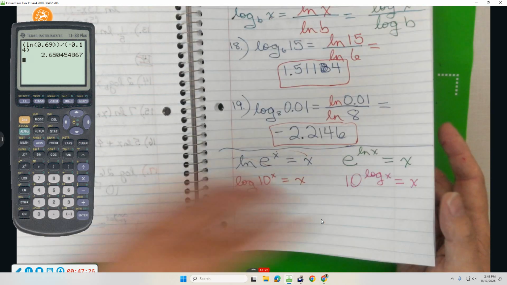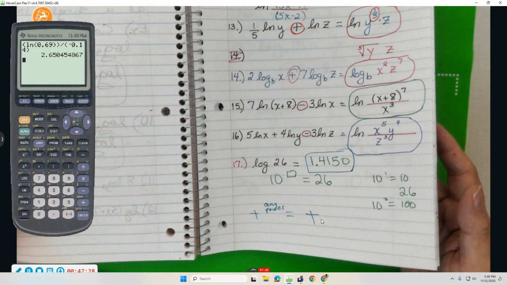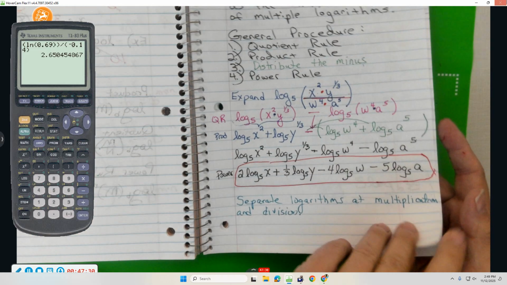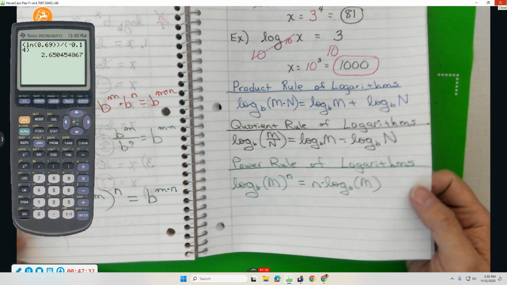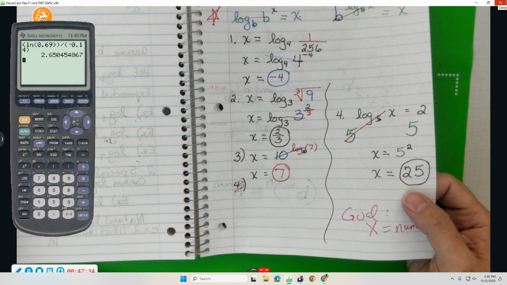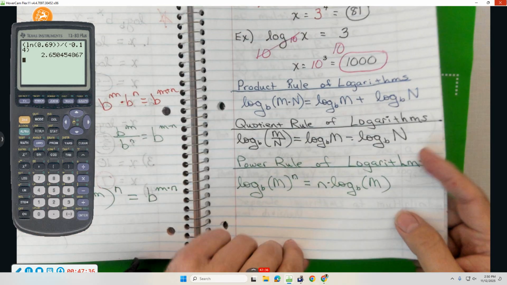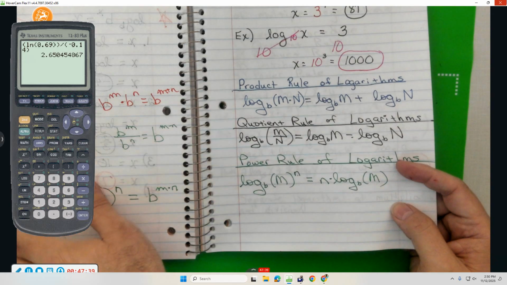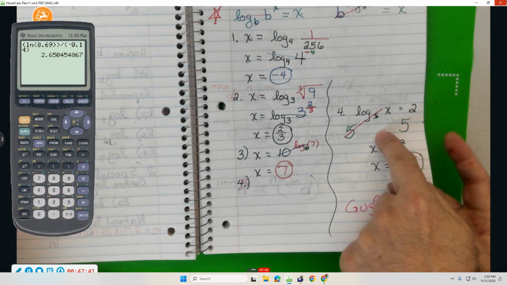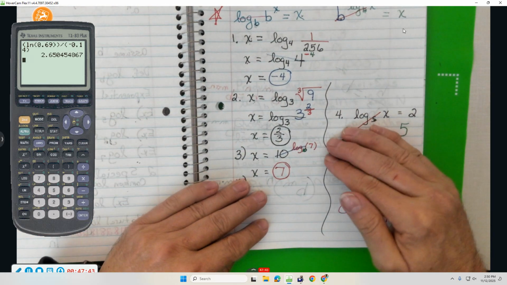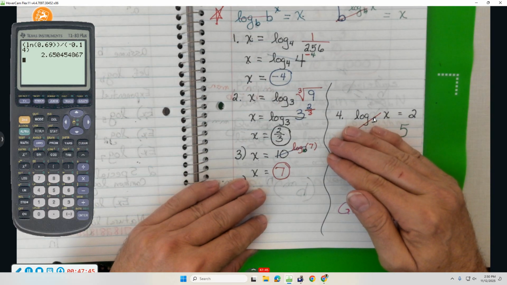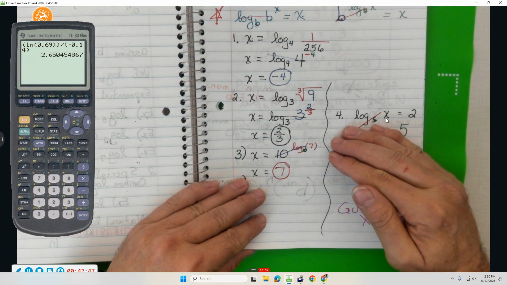What we're going to do, let me go back to how we started. Let's see, go back, number 4. Do I remember what we would do? Log base 5 of x equals 2.